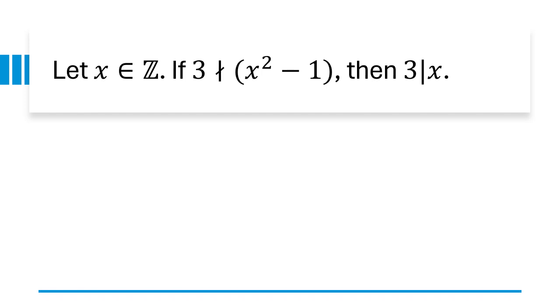For our final proof, we are also going to be doing a proof by contrapositive. The statement says, let x be any integer. If 3 does not divide x squared minus 1, then 3 will divide x. So we are going to rewrite this first of all again. This is equivalent to proving if 3 does not divide x, then 3 will divide x squared minus 1. This is the contrapositive. All right, so let's start with our proof.